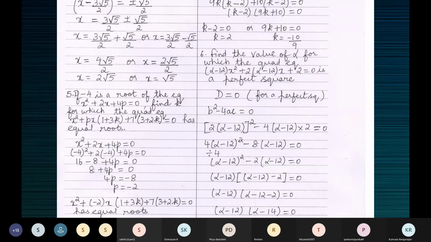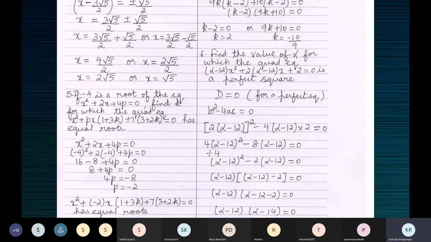Equal roots, perfect square, D is equal to 0. They all go together. Equal roots means D is 0. Perfect square also means D is 0. That's all. Once you can identify some condition like this, it's easy.